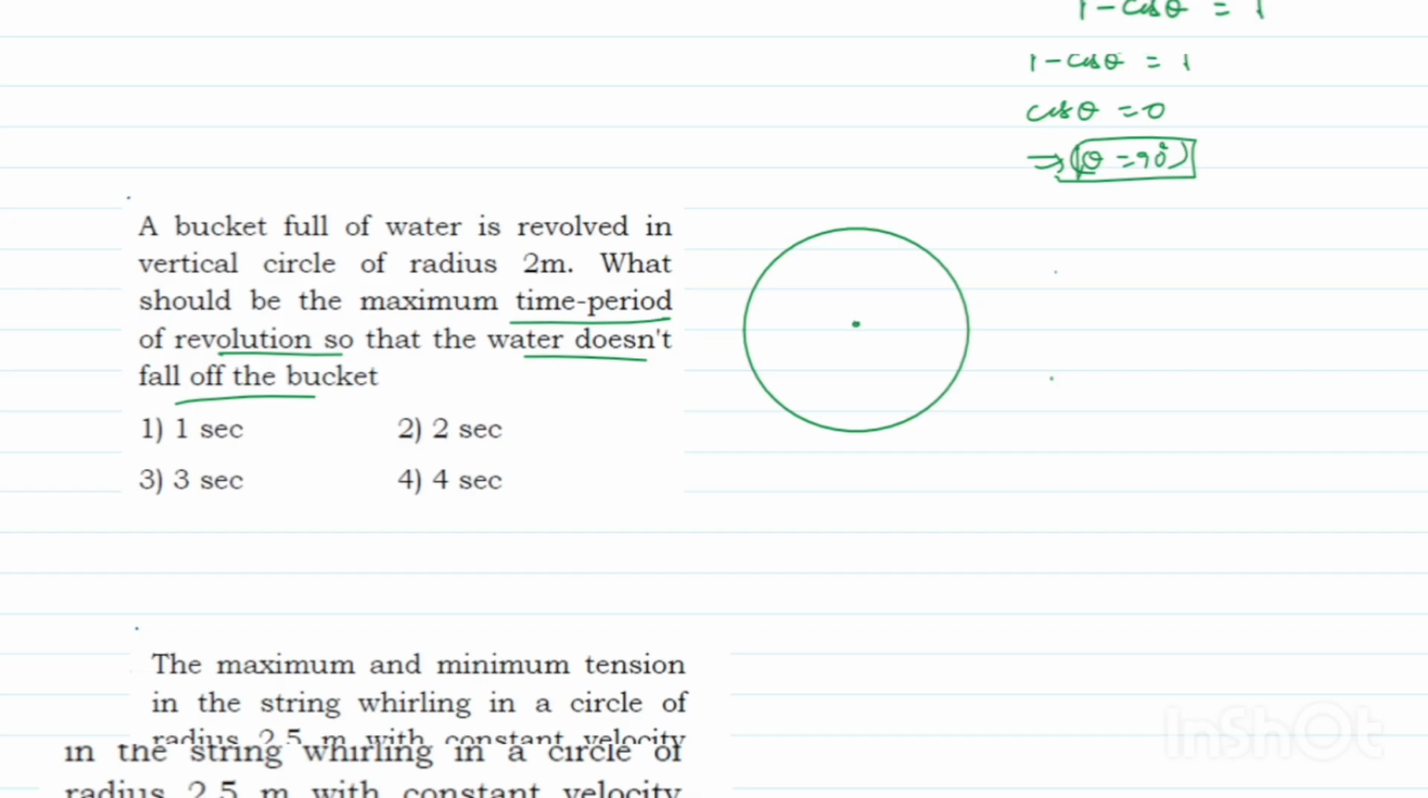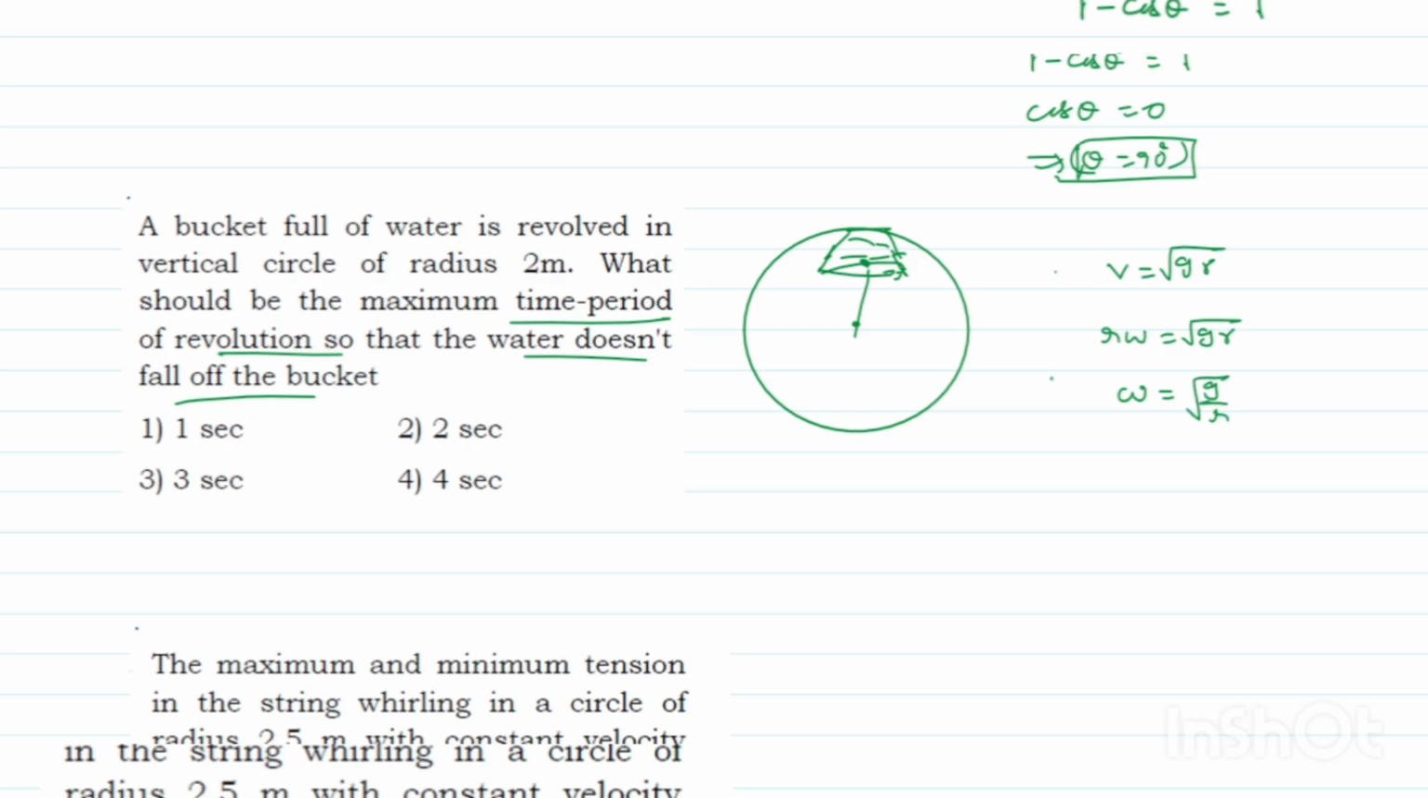Let's say the bucket is moving without the water falling. Here you are going to be moving the bucket. Inside, water will be present, and here you can take omega. The formula will be: V equals the minimum velocity at the topmost point, the critical velocity, which is required as root gr. So V equals r omega, which is nothing but root of g into r. Then omega equals root of g by r.